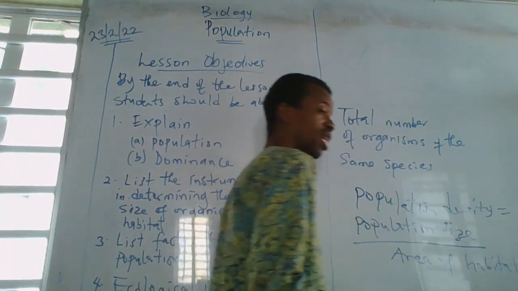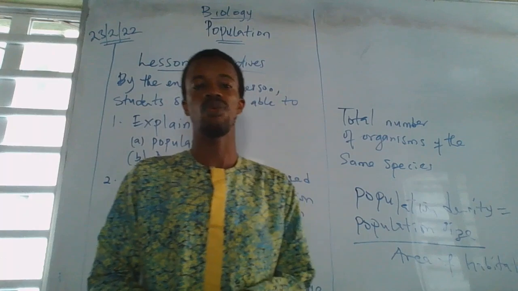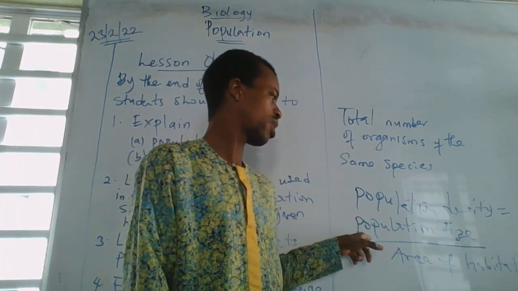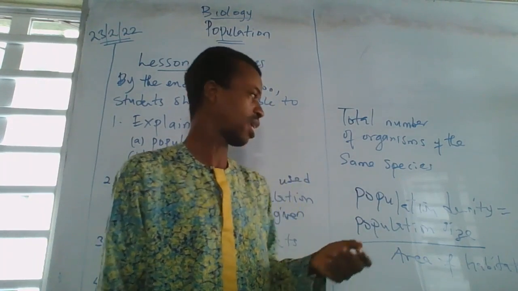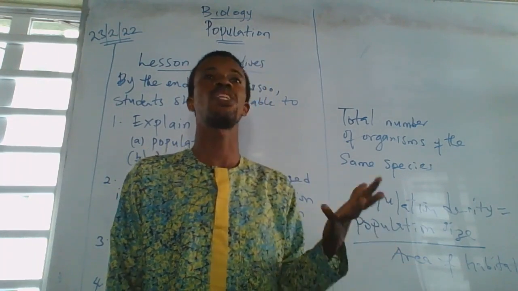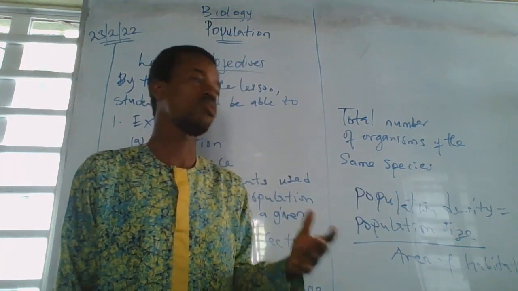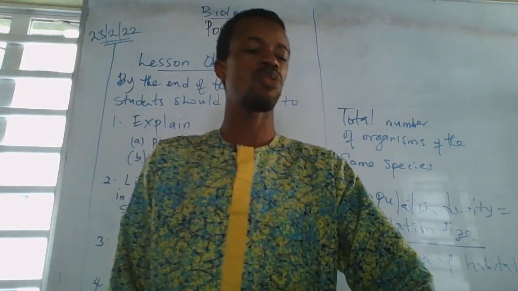So as you know, habitat is a place where you find the organisms. Now when you are considering the ratio between the population size and the area, we call it population density. The question that comes from that is: the total number of organisms found in a particular area of land, what is the density? You can easily do that by considering this formula.